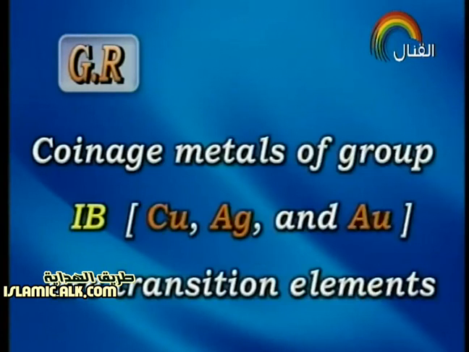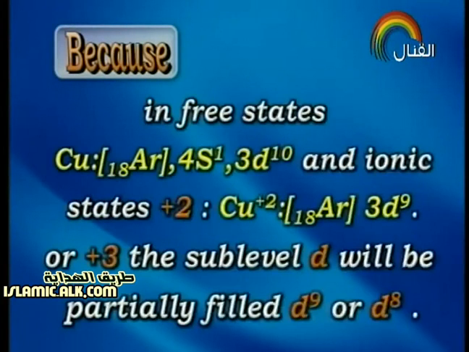Another give reason here, my dear student: coinage metals of group 1B, which are copper, silver and gold, are transition elements. The reason for this is that in the free state copper is argon 18 4s1 3d10, and in the ionic state positive 2, copper positive 2 has configuration argon 18 4s0 3d9. In positive 3 oxidation state d will be 8. So the d sublevel is partially filled in the oxidation state, so it is a transition element.